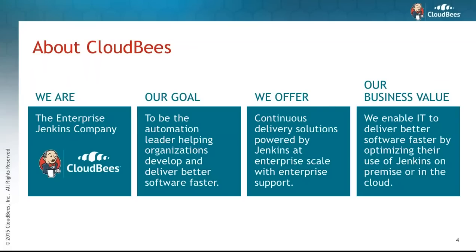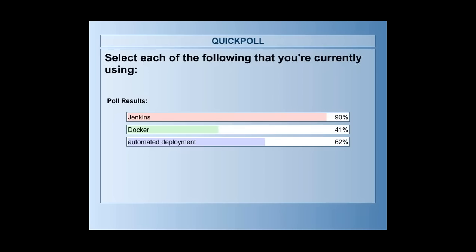And the answers are, well, no surprises, or maybe surprises. Neil, I don't know if this is what you were expecting, but certainly the overwhelming majority of our audience is using Jenkins, 90%, pretty high. But you know what? 41% are using Docker, and that's fairly high for audiences that we've seen. So I guess we have a very Docker-savvy audience, and over half of you are doing automated deployment, and that's encouraging to hear as well.